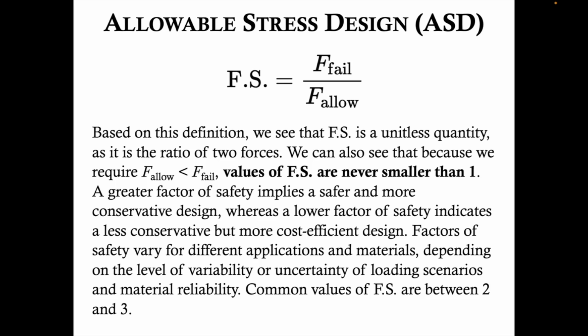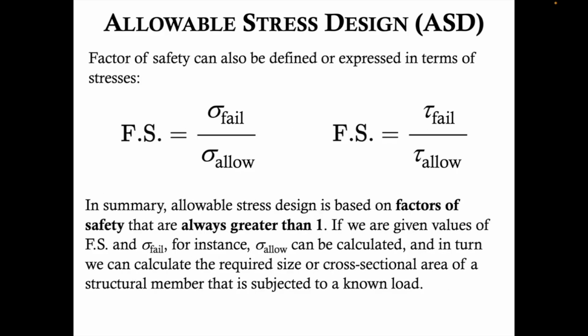Factors of safety vary for different applications and materials, depending on the level of variability or uncertainty of loading scenarios and material reliability. Common values of factor of safety are between 2 and 3. Factors of safety can also be defined or expressed in terms of stresses, where we can have factor of safety equals sigma_fail over sigma_allow in terms of normal stresses, or factor of safety equals tau_fail over tau_allow in terms of shear stresses. In summary, allowable stress design is based on factors of safety that are always greater than 1.